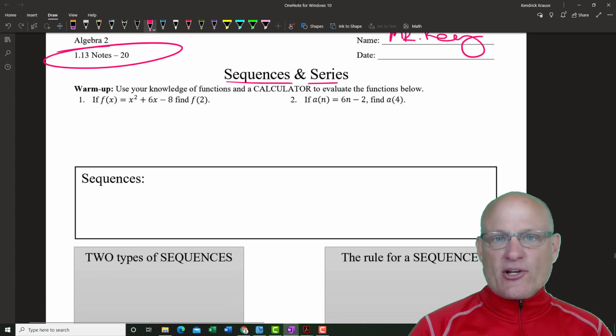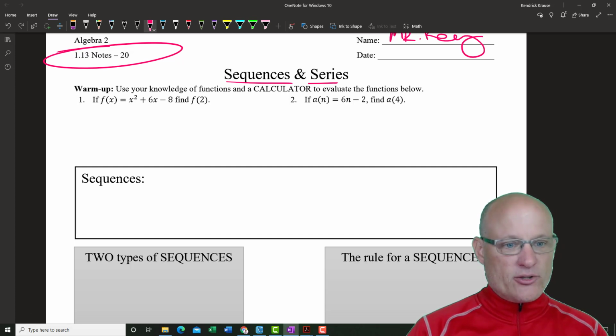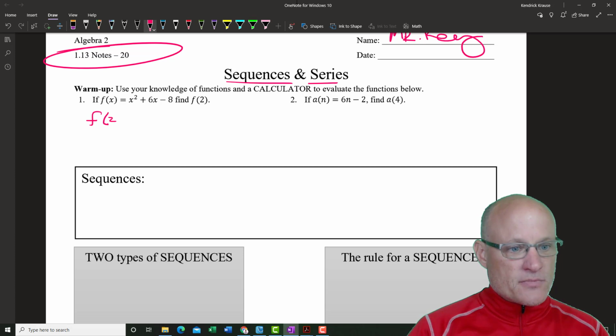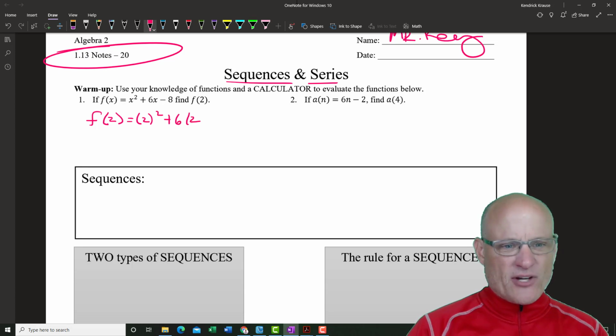All right, this is just a little bit of fun stuff. So we're going to do f of 2. We can do this in our head. We just sub into 2, and we go 2 squared plus 6 times 2 minus 8. Notice when I sub in, I always use parentheses. It's usually a good idea. This is 4 plus 12 minus 8. 12 minus 8 is 4, plus 4 is 8.